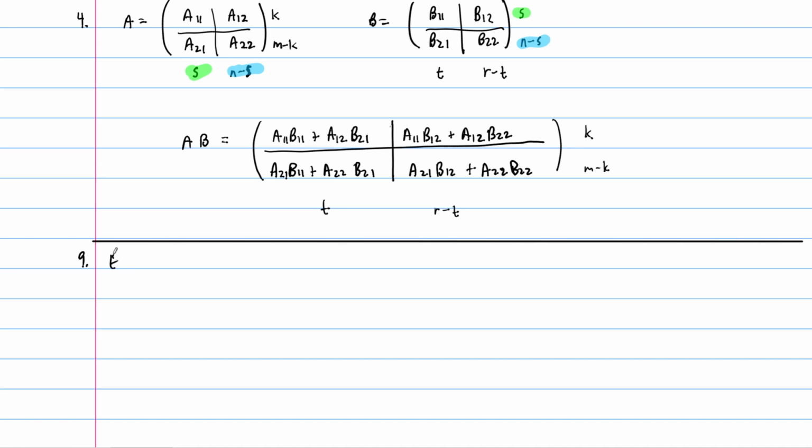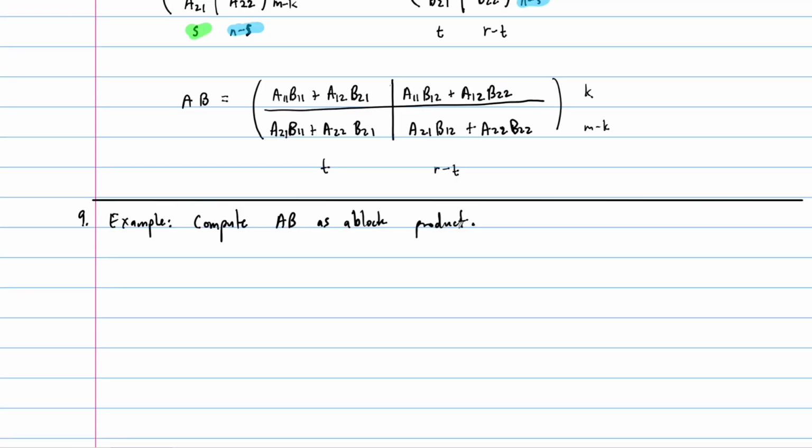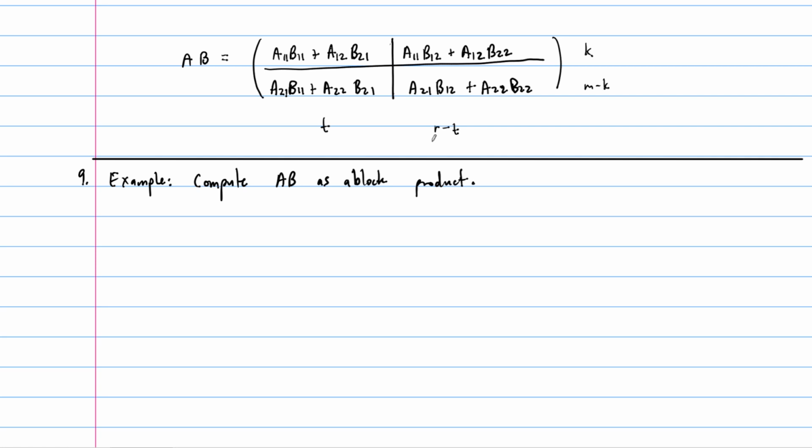What I would like us to do here is to compute A times B as a block product. I said blocked, I think, but as a block product, where these are blocks. When you chop this up into 4 pieces, those are called the blocks. Even in 2 pieces, they're called blocks. All right, so here's the deal.